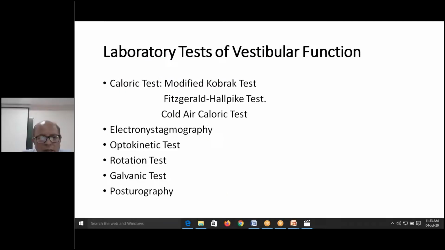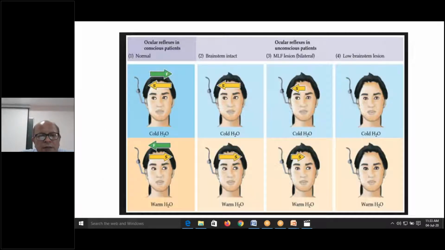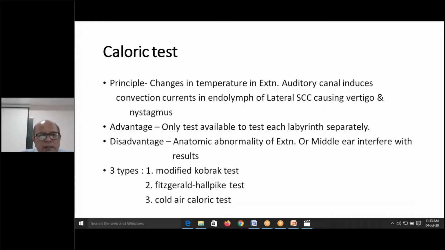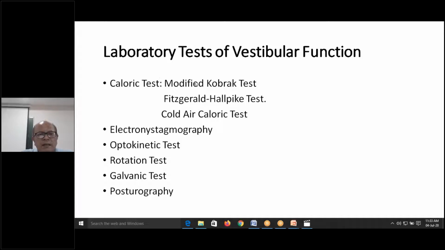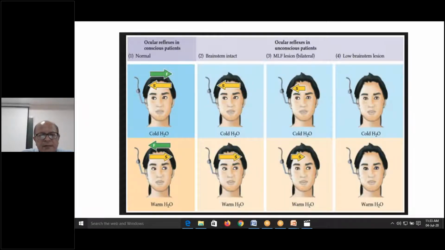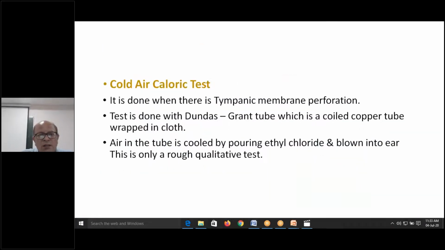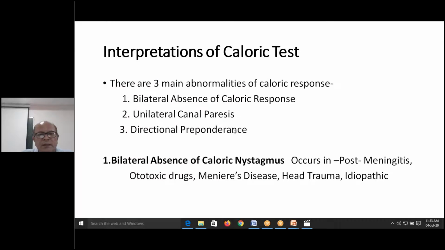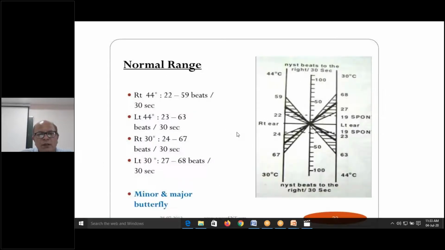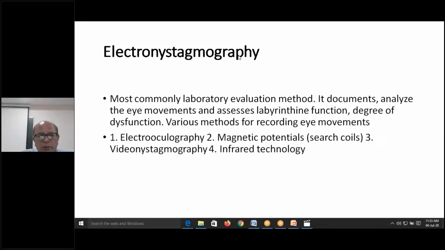In the last class, we were just talking about these tests: the different caloric tests like the Kobrak test, the Fitzgerald-Hallpike test, and the cold air caloric test. I think we had discussed the interpretations and all, and I have told you. So next is electronystagmography.